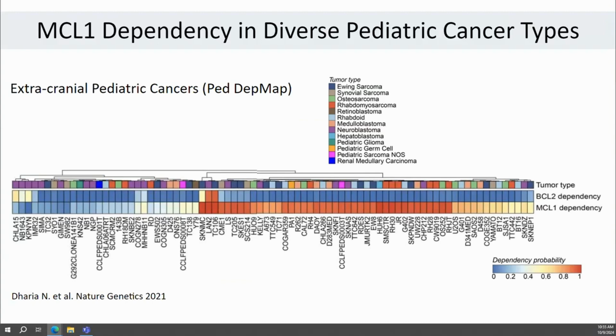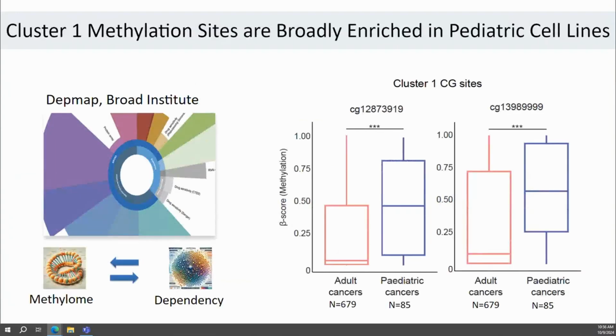But at the time, DepMap did not really investigate any biomarkers that correlate to this. So we decided to look at the DepMap data as well. And in fact, what we found is that these methylation sites are highly predictive of MCL1 dependency, not just in CNS cancers, but also in other extracranial pediatric cancers.